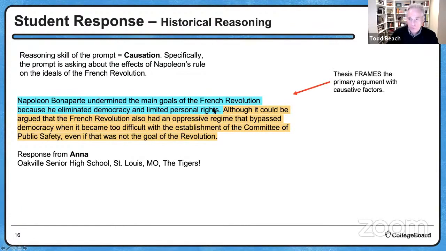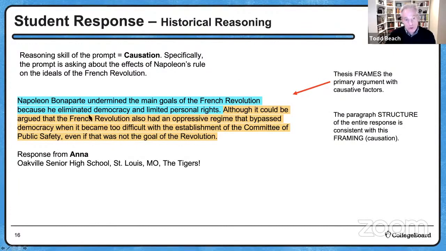So right away, this is the thesis, and they're going to get a separate thesis point. I'm not making the claim that this thesis alone is the reasoning point, but the thesis helps us see how Anna is going to approach this. And so the thesis frames the primary argument with causative factors. And then it continues, although it could be argued that the French Revolution also had an oppressive regime that bypassed democracy when it became too difficult with the establishment of the Committee of Public Safety, even if that was not the goal of the revolution.